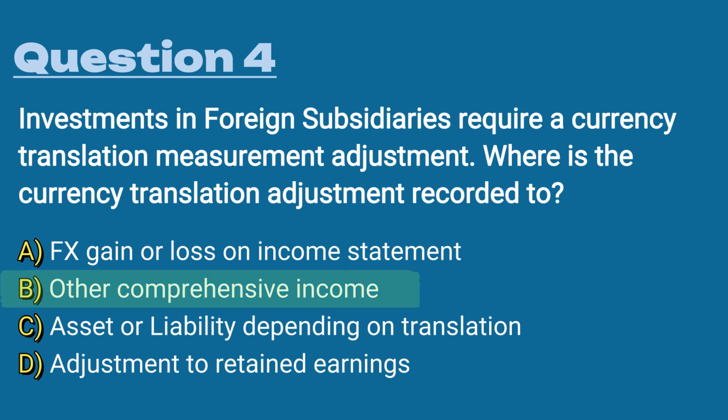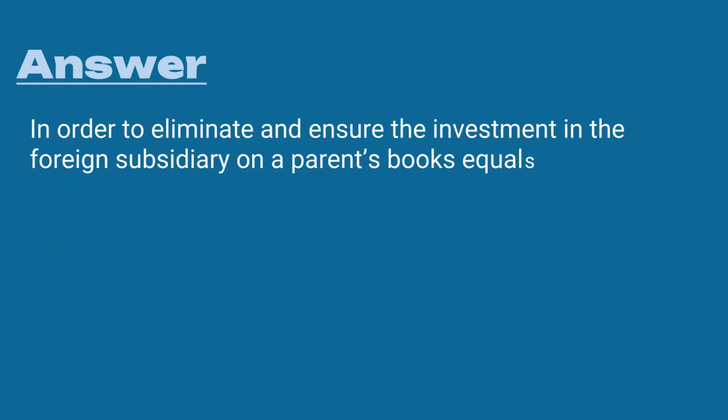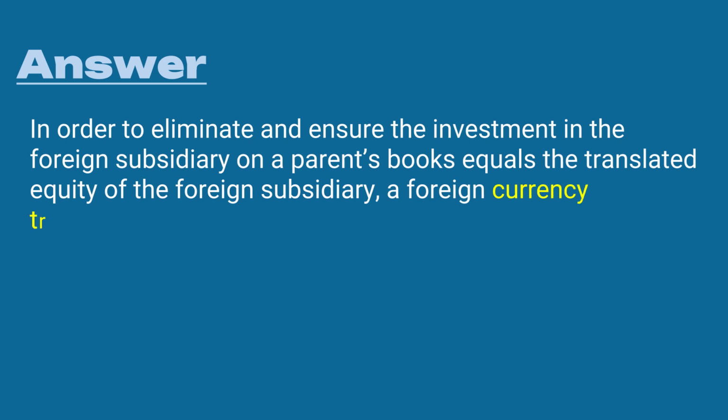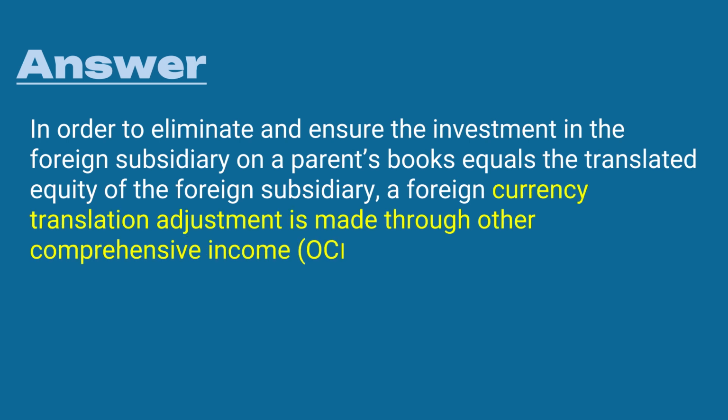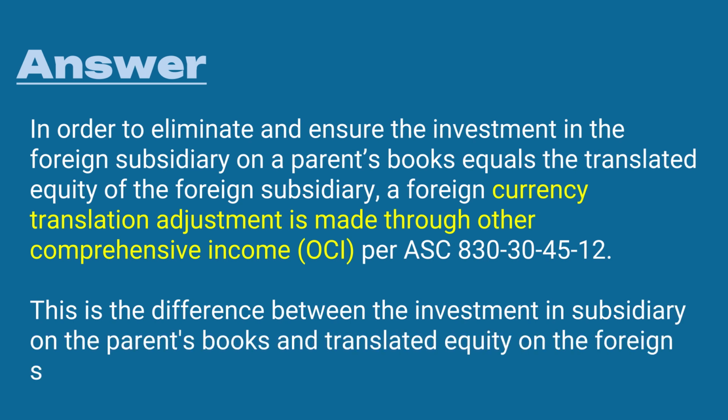The answer is B, other comprehensive income. In order to ensure the investment in foreign subsidiary on a parent's books equals the translated equity of the foreign subsidiary, a foreign currency translation adjustment is made through OCI, other comprehensive income, per ASC 830-30-45-12 to be very specific. This is the difference between the investment in subsidiary on the parent's books and the translated equity on the foreign subsidiary's books.